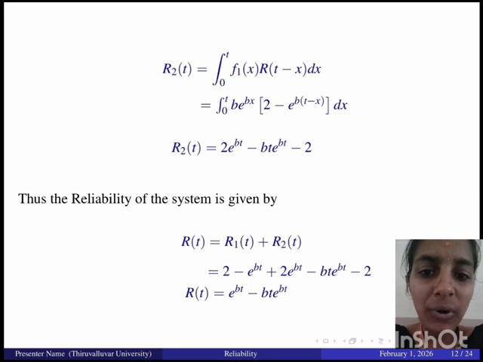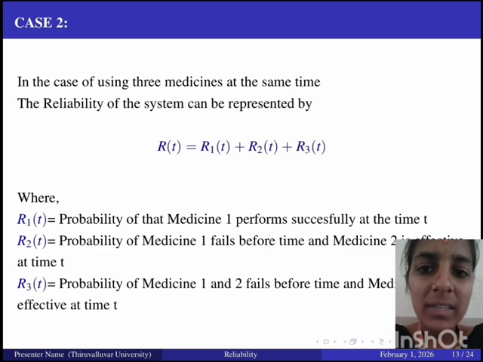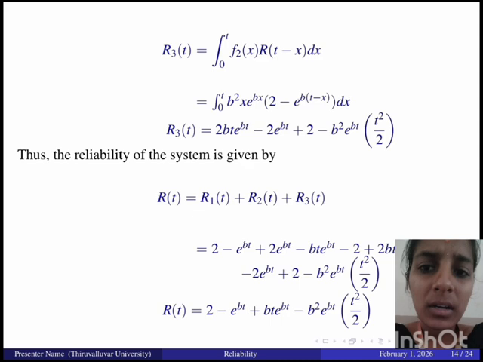We substitute the values for R1(t) and R2(t), we get R(t) = e^(bt) - bt e^(bt). Next, in case 2, R3(t) is the probability that medicine 1 and 2 fail before the time and medicine 3 is effective at time t.